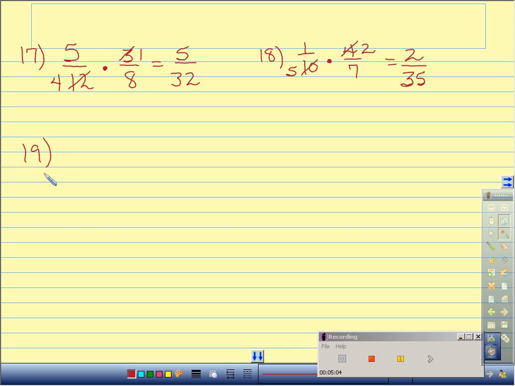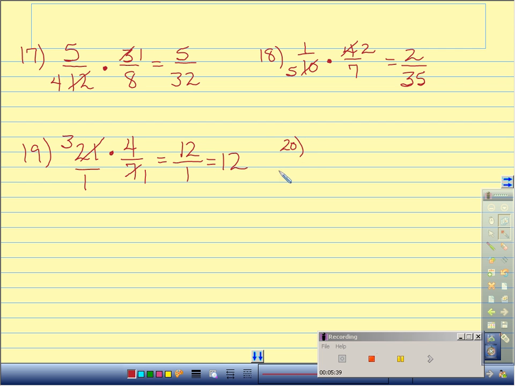Number 19. 21 whole number times 4/7. Again, I must put my whole number over 1. I can cross reduce 21 and 7. 7 goes into itself 1 time. 7 goes into 21 3 times. Multiply. 3 times 4 is 12. And 1 times 1 is 1. Anytime we have a number over 1, we know that is a whole number of the numerator.